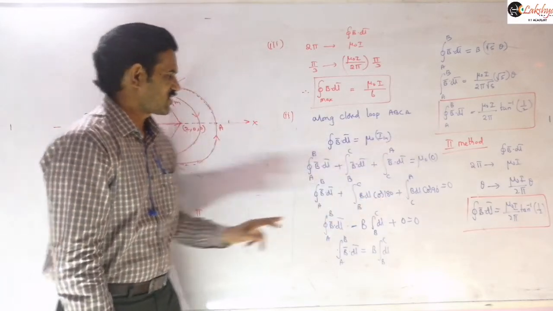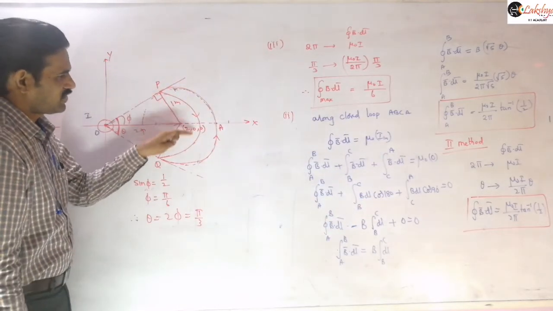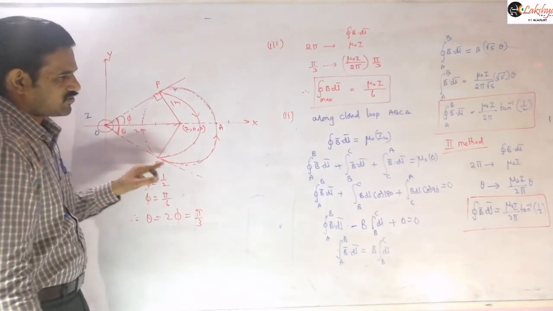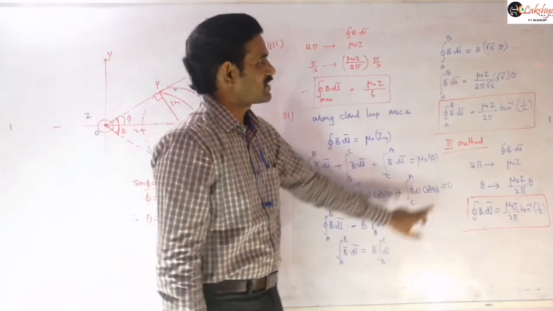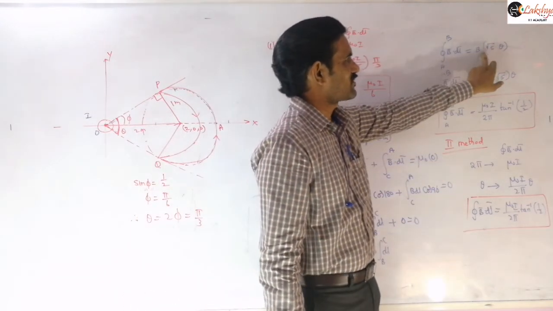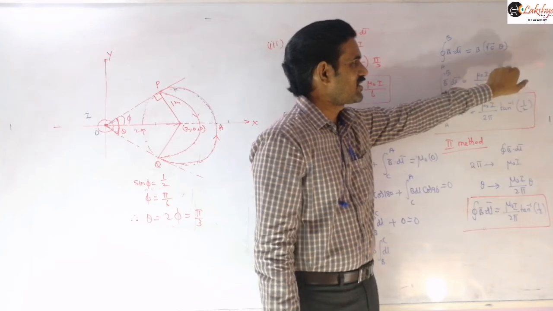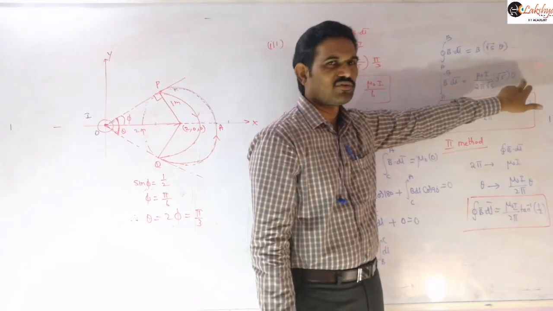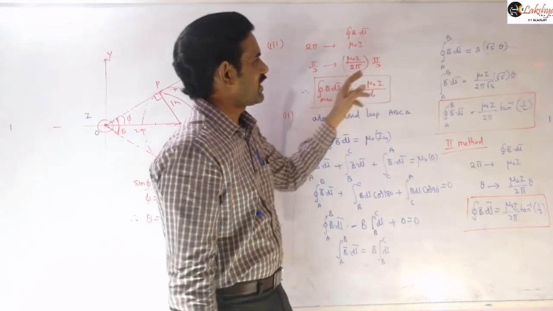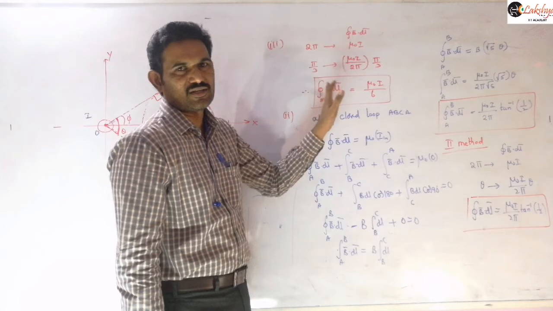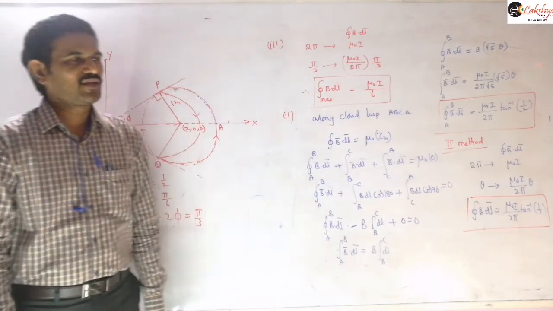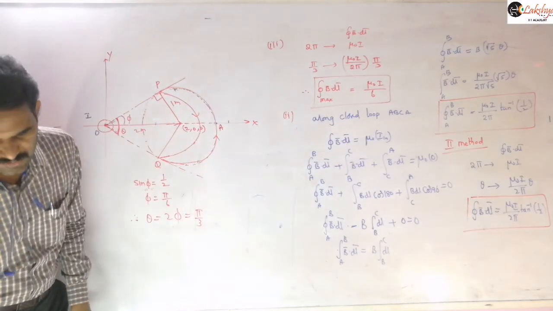Only two terms you will get here, along this path and along this path. This will be a circular arc, similar to this. The circular arc length you need to write like this only: r into theta, and that r will be cancelled. So finally you will get mu naught I by 2 pi into theta. That value you can directly write like this. Is it clear? In this way you can solve these problems.